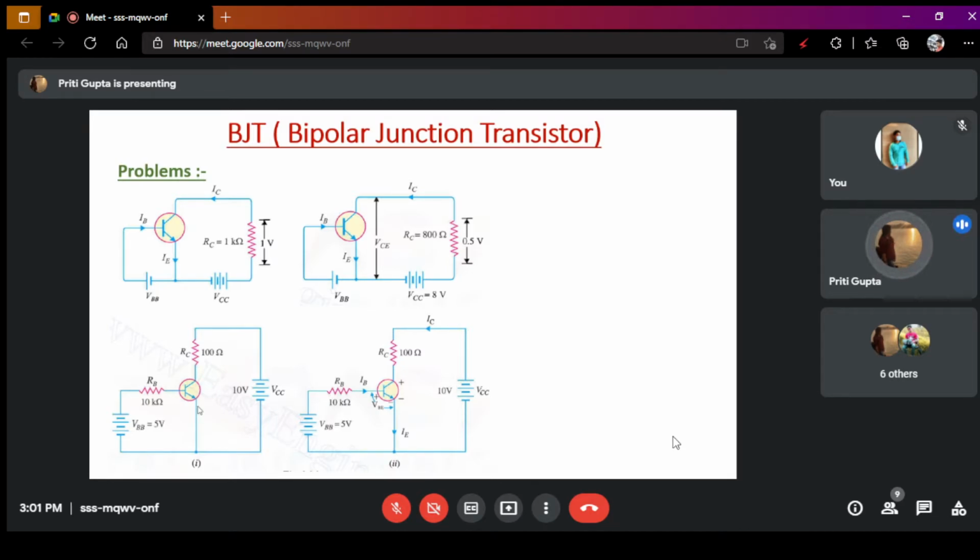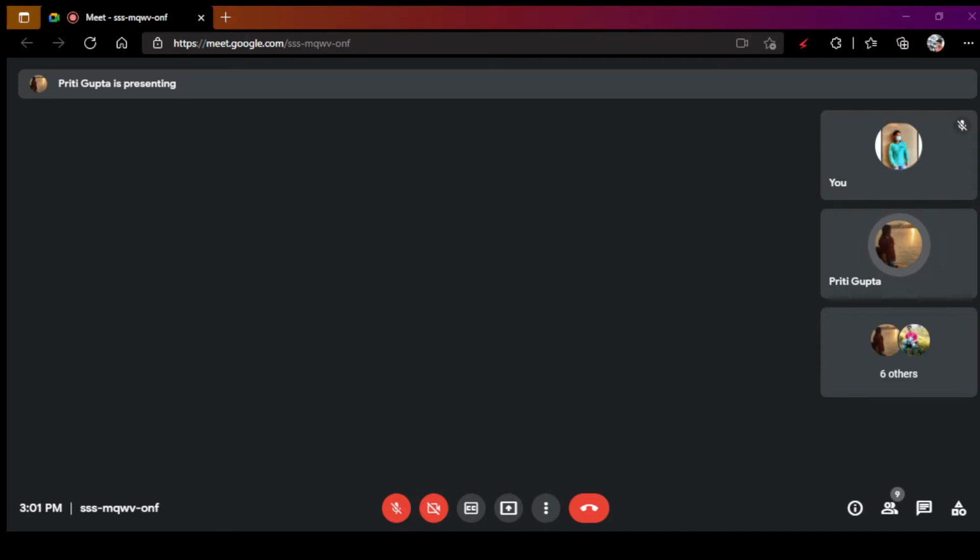Now what will be my VCE? Write down. VCE is equal to this collector to emitter voltage. Either you can write it this way, VCC minus ICRC minus VCE is equal to 0, or directly VCE is equal to VCC minus ICRC. Okay.